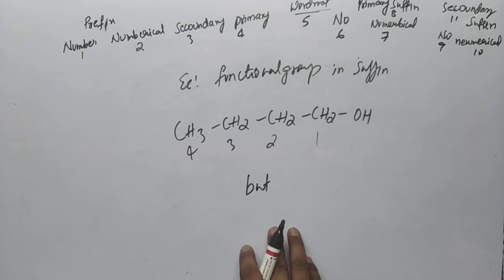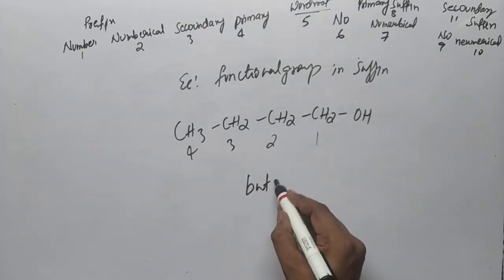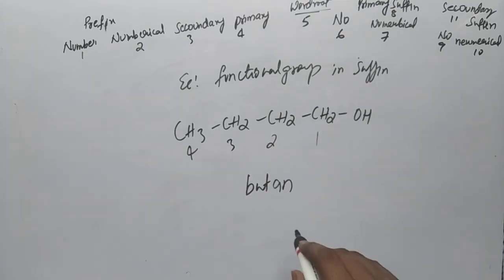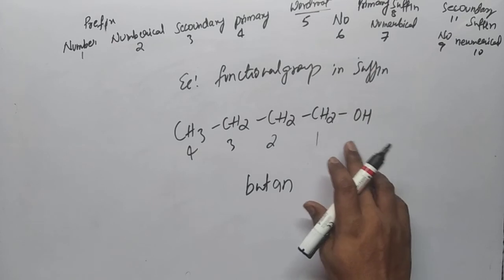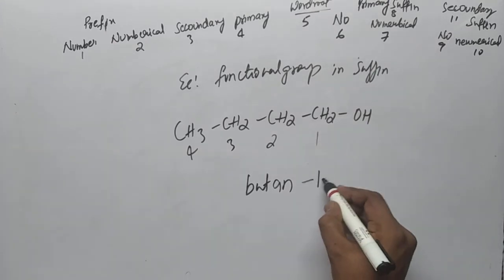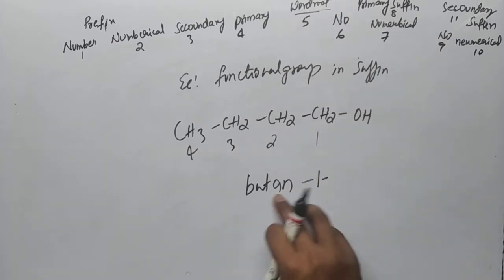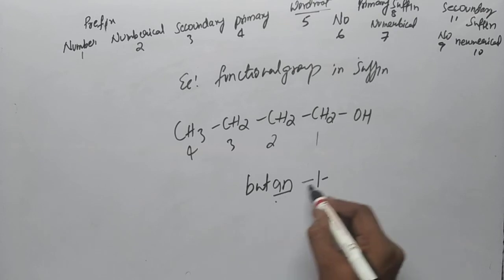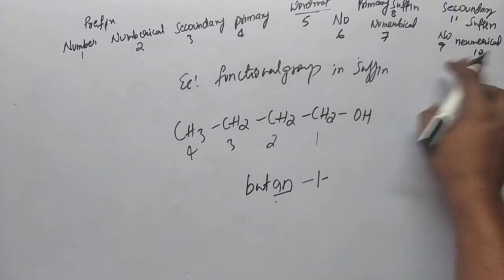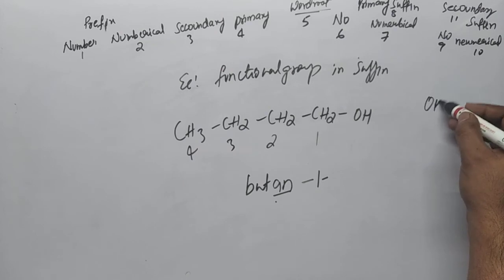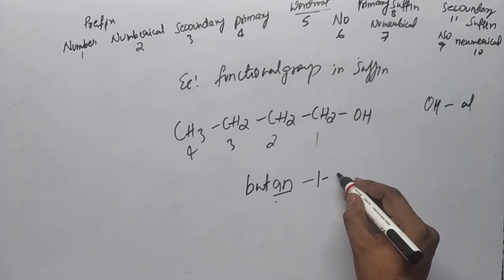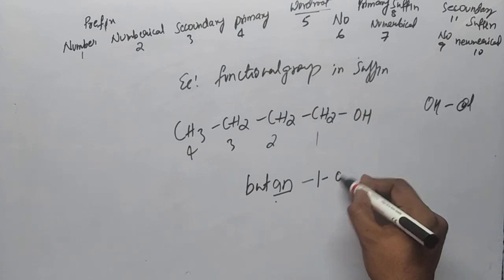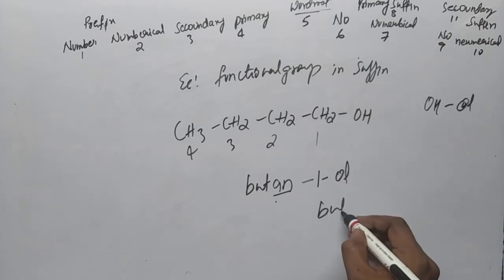So but, and all are with a single bond, so we will be writing AN. Okay, butane, AN. Next, at the first carbon we have OH. This is the primary suffix. Now we will write the secondary suffix. In the secondary suffix, whenever you have an alcohol, we will be writing OL as the secondary suffix. So this will be butanol.